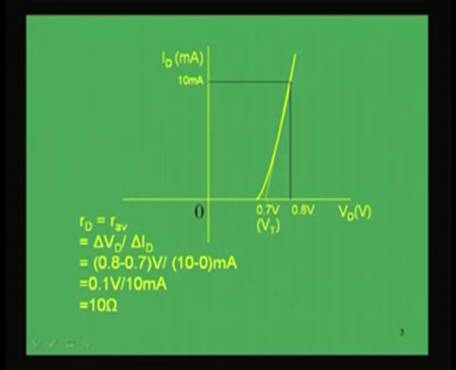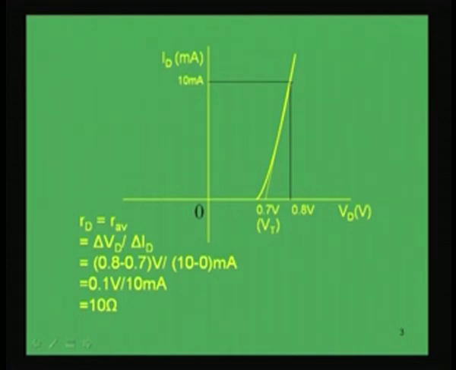Here the voltage is 0.8 volt and this threshold voltage up to which the current is 0 is 0.7 volt. So, this difference is 0.8 minus 0.7 volt, divided by, at this point the current is 10 milliampere and at this point the current is 0. So, the difference between the currents at the respective points is 10 milliampere minus 0 milliampere, which is nothing but 10 milliampere. So, we get this ratio, 0.1 volt divided by 10 milliampere, that will give us 10 ohm. So, the average resistance for this particular case we can find out as 10 ohm.